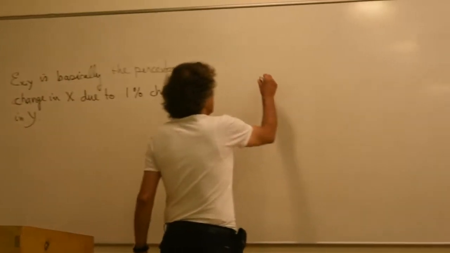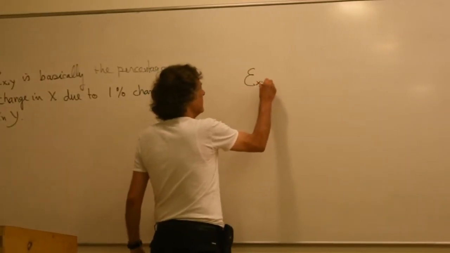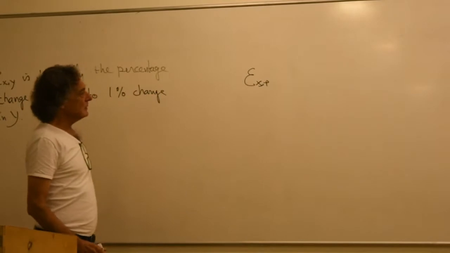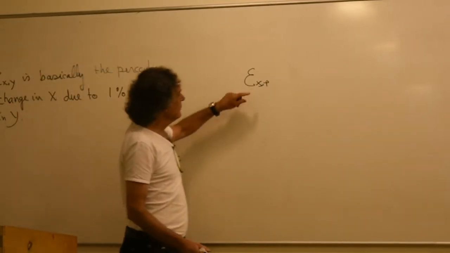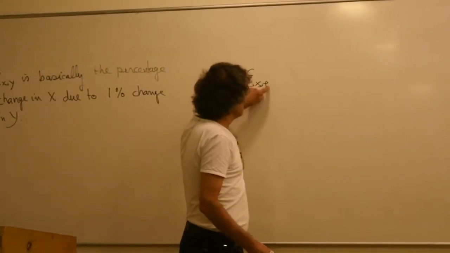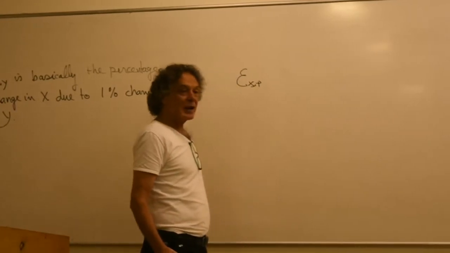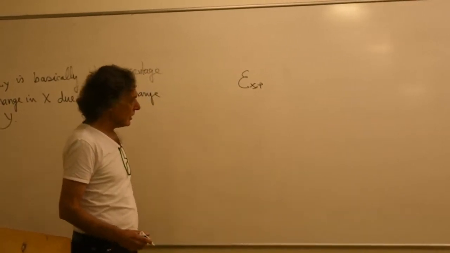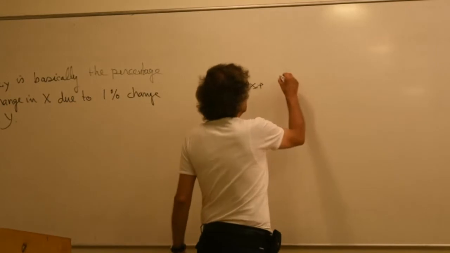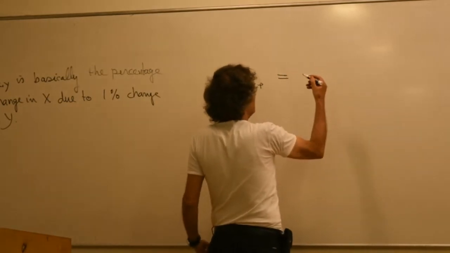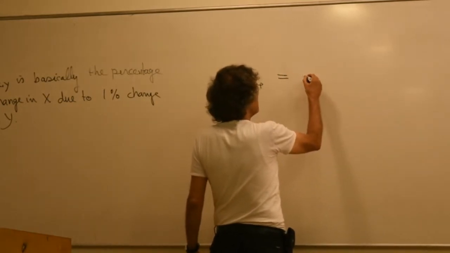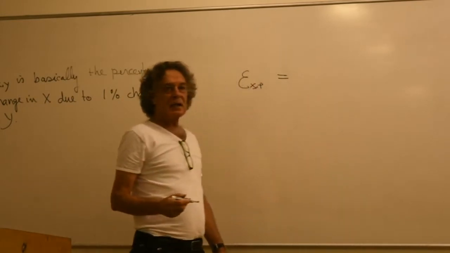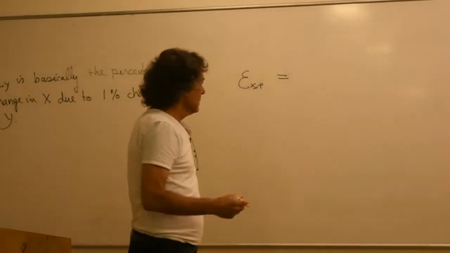So I have one good, and I want to find out the elasticity of demand. So the elasticity of the output versus the price. It's called price elasticity of demand. Demand for X. Okay, so what is it? I want to find out the percentage change in P.